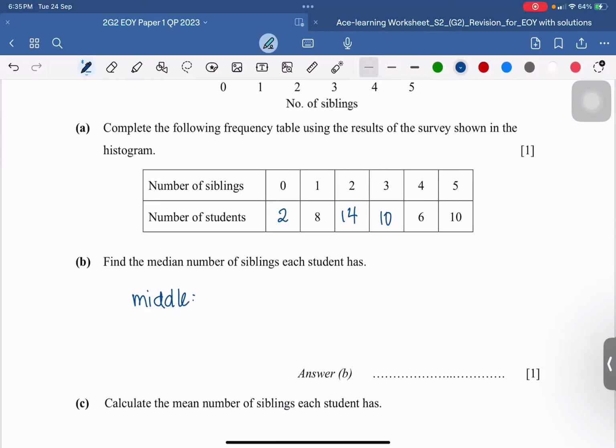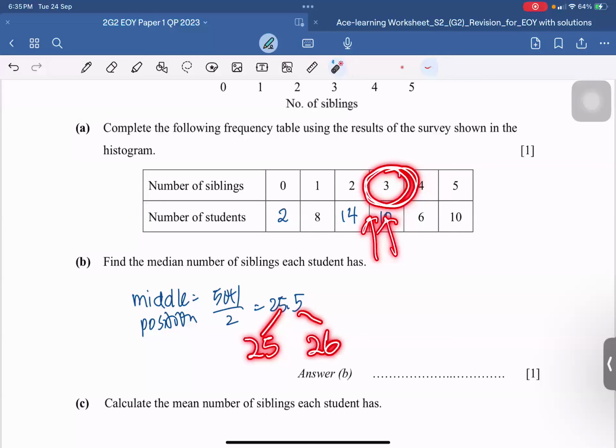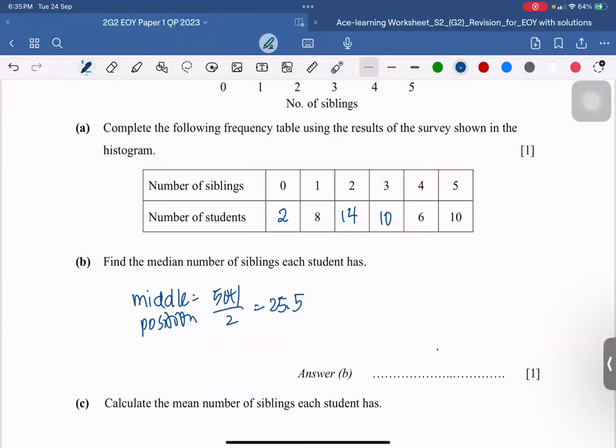25.5, so it's the middle position. Where is 25? 2 plus 8 is 10, all in, plus this 3 is all here, right? Yes, I think it's all in 3. Both of them are in 3. That means the 25th and the 26th are all in 3. So 3 plus 3 divided by 2. Answer is still 3.